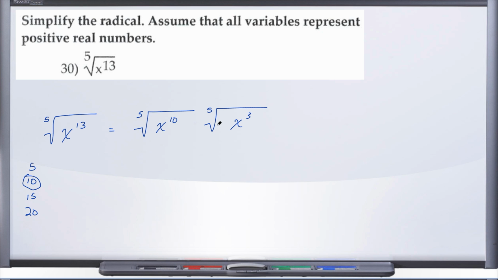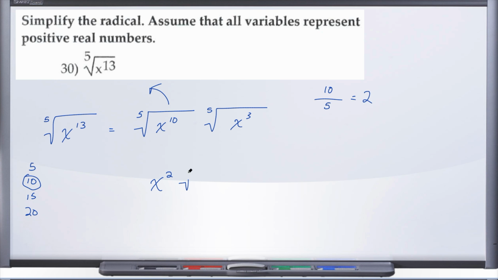Now we've broken this up, good stuff, bad stuff. We know that the good stuff is going to come out of the radical clean and free. So let's go ahead and see what we end up with. Well, we know we're going to have an x, but what is the exponent going to be? Well, let's go ahead and take the power that was originally under the radical, in this case 10, and divide it by the index or root, in this case 5. 10 divided by 5 gives us 2, so when this x to the 10th comes out, it's going to come out as x to the second power.